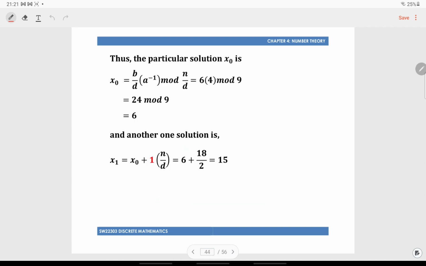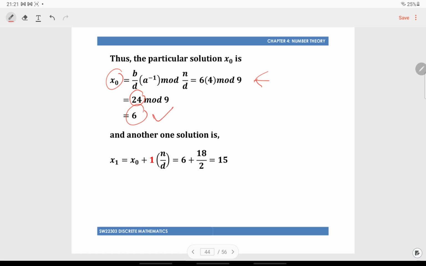The next step is to compute the particular solution. It can be computed by using the following equation: B over D times A inverse mod N over D. So we have 6 times 4 mod 9. The answer equal to 24, and because 24 is greater than 9, we need to reduce mod 9. It is equal to 6. So this is the first solution.